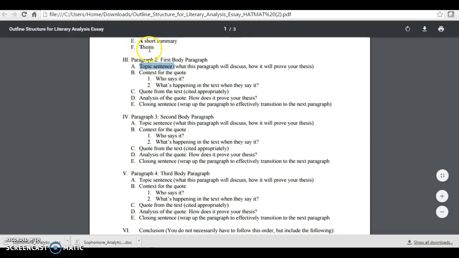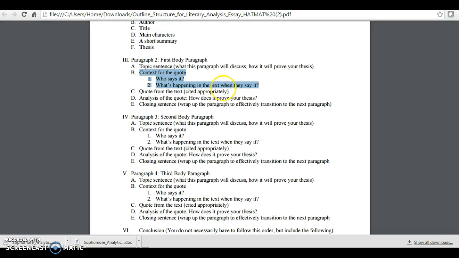So, a claim that supports the thesis. You need a bit of context, in other words, a little background leading up to your evidence, setting it up, and then analysis. How does this prove your thesis? What's the why and how of this particular evidence that you're showing?